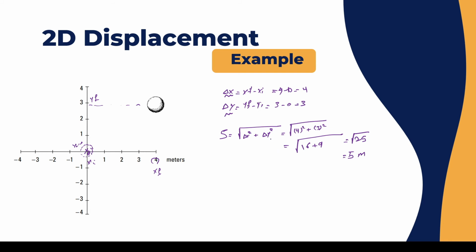If you're wondering how, mathematically, they came up with this equation: if you draw a line from the origin to the location of the ball, the x-axis and y-axis components are forming a right triangle. Using the Pythagorean equation, you find the length of this line, which equals 5 meters. So the ball moved 5 meters from the origin.